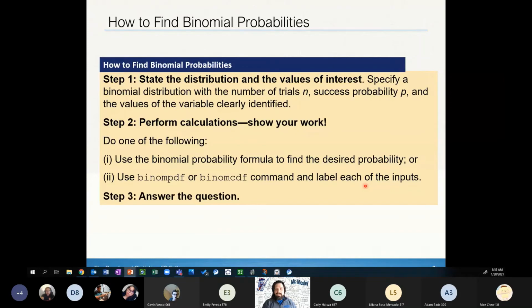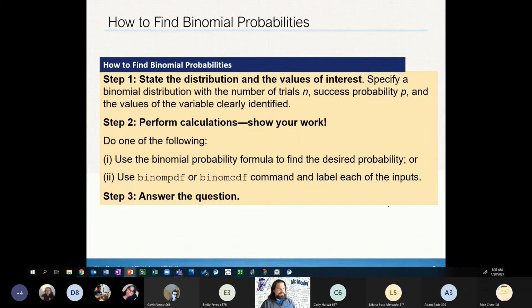The last step is to answer the question. Make sure you're doing all this work and then answering the question that was asked. If you're asked, find the probability of having 2 kids with blood type O and interpret the result in context, finding the answer is only part of answering the question. You must also interpret the result, saying what it means. Don't forget those parts.